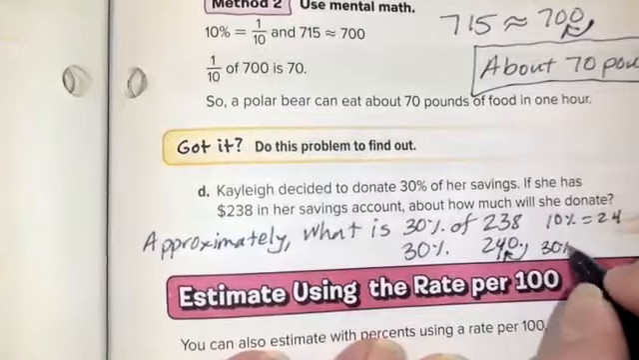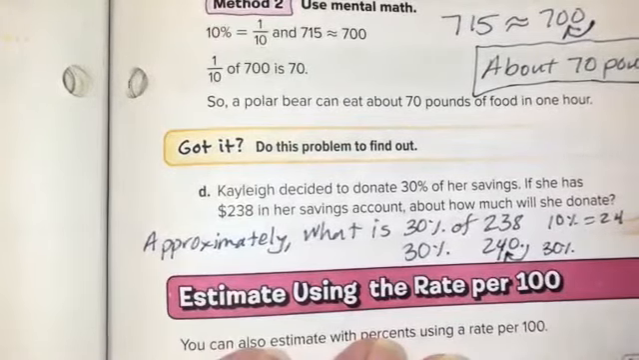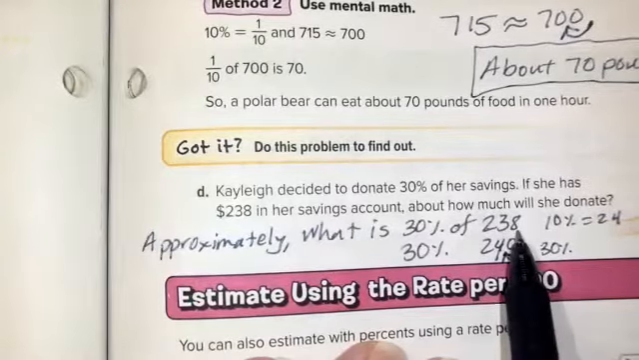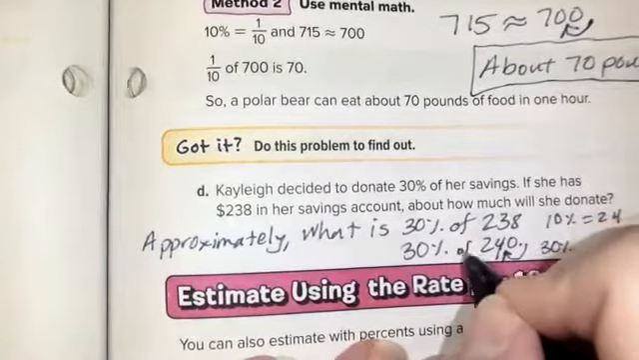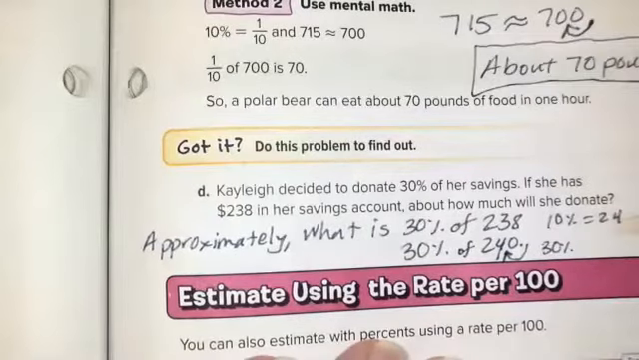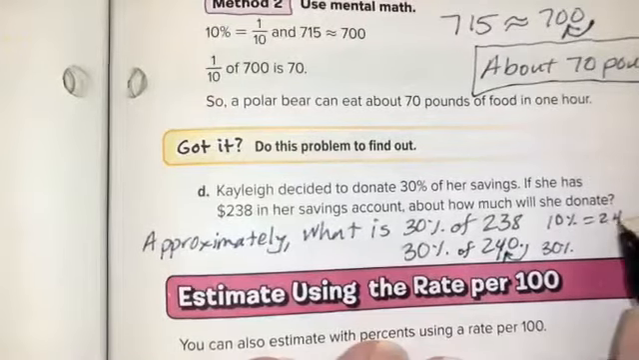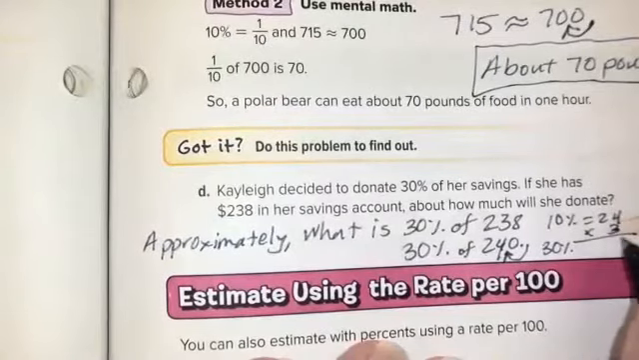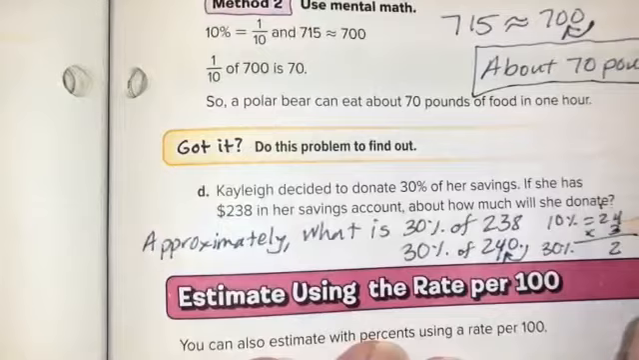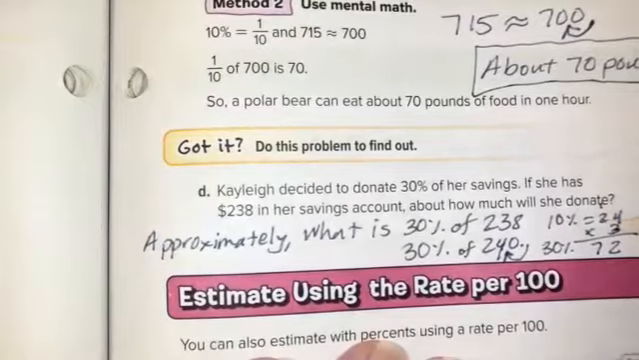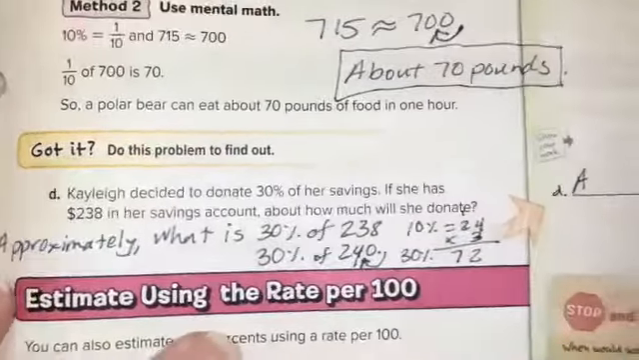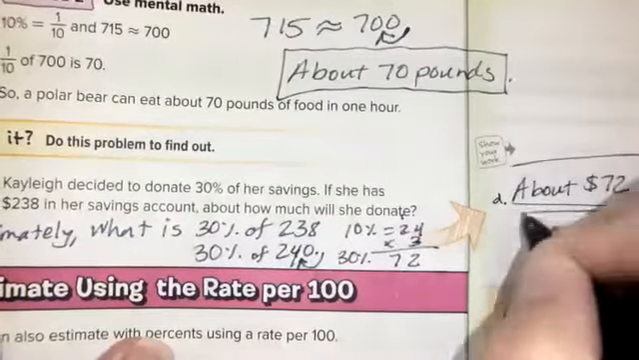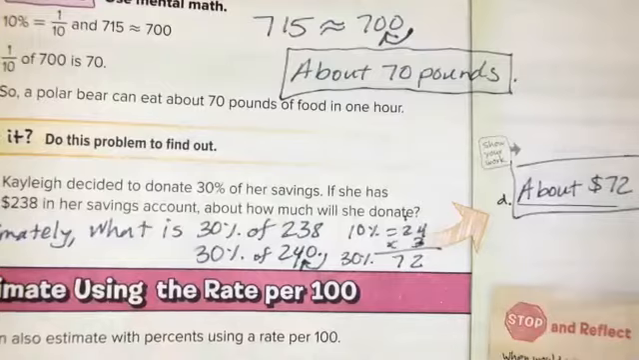So 30% would be 3 times as much. Does that make sense? So let's say that again. I took the 30%, instead of doing 238, I rounded that to 240. So now I'm going to find 30% of 240. And I know 10% of 240 would be 24. So if I multiply that by 3, that'll give me 30%. 3 times 4 is 12, and 3 times 2 is 6 plus the one we carried. So about $72 she would donate. Okay, about $72.